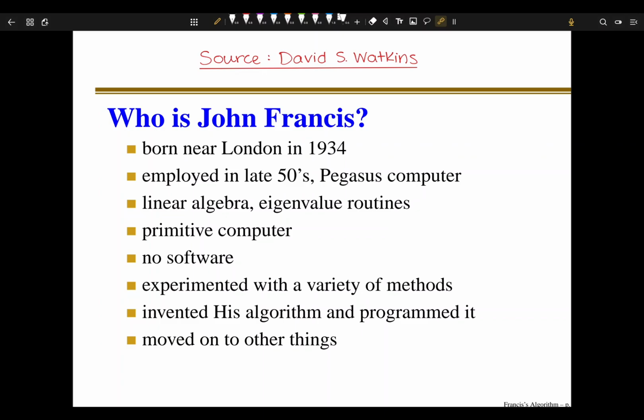So where is he now? Well, as of the creation of this PowerPoint that I stole, he was still alive. I don't know when this was made. And what's really interesting is that he didn't even know that anybody used his algorithm until 2007. So he invented this in the late 50s and then finds out over 50 years later that he created a wonderful algorithm. Finally they got him out of the woodwork and asked him to give a talk in 2009. Yeah, so there's John Francis.